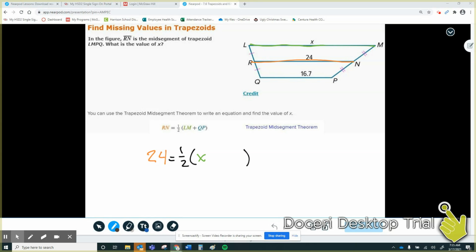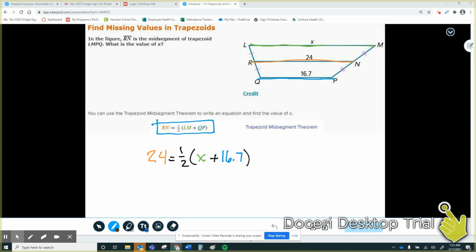So I'm going to plug in x plus QP, which is 16.7. So again, it's important to write out the equation first. The midsegment, RN, is equal to half of your two bases added together. All right, so that being said, let's go ahead and start calculating.